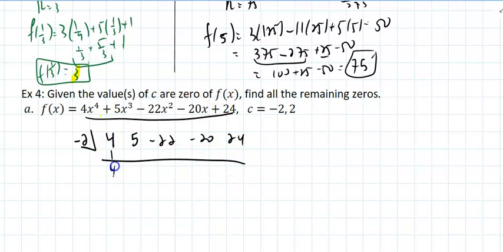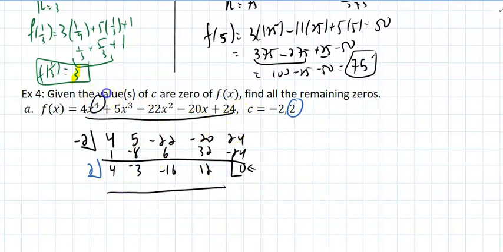Drop the first number, multiply, that's negative 8, add, multiply, that's a 6, that's negative 16, multiply, that's 32, that's a 12, multiply, that's negative 24. Now, why is this preferred over the remainder theorem? Because I will continue on with the second 0 on the leftovers. Oh, what was that? That was negative 3.